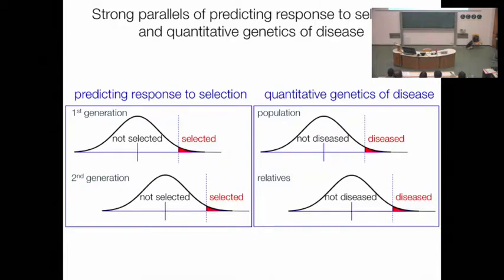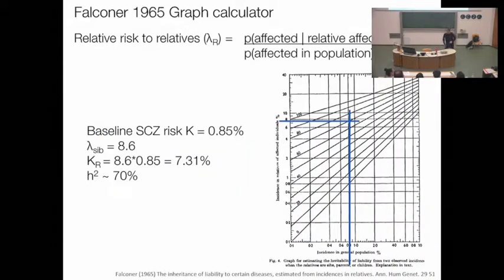For the quantitative genetics of disease, it's a similar kind of process where we have the population of not diseased and diseased, and we take the diseased individuals and we look at their relatives, and we look at individuals that are not diseased and diseased. And we have the same kind of theory that basically predicts the change in this threshold point across relatives. Given the difference in the threshold points from the population to the relatives and the relationships between the diseased individuals, one can infer the heritability. And Falconer, in 1965, provided a graph just to do this.